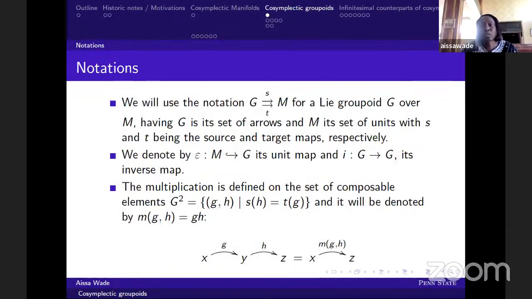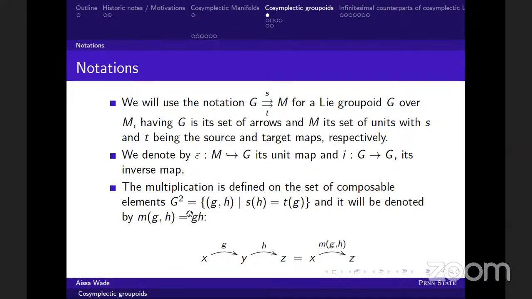Now we're going to get to groupoids, because my talk is about cosymplectic groupoids. Now that we understand better what these cosymplectic structures on smooth manifolds are, we can look at groupoids. I'm going to use the usual notations for groupoids. S will be the source, T is the target, epsilon is the unit map, I the inverse map, and M is the multiplication. Sometimes I denote by M of (g, h) just gh, depending on the notation.